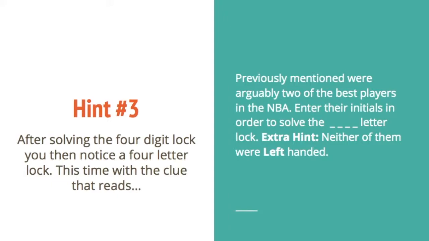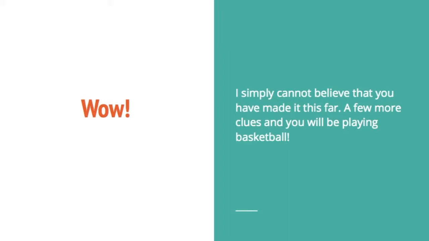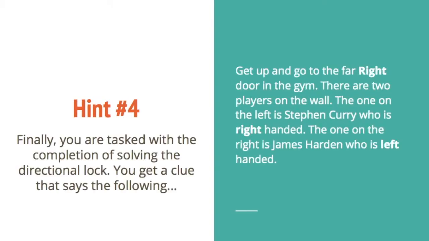This is when your students will have to put together their previous knowledge and figure out that the initials are MJ and LJ. Wow, I simply cannot believe that you have made it this far. A few more clues and you will be playing basketball. Hint number 4. Finally, you are tasked with the completion of solving the directional lock. You get a clue that says the following.